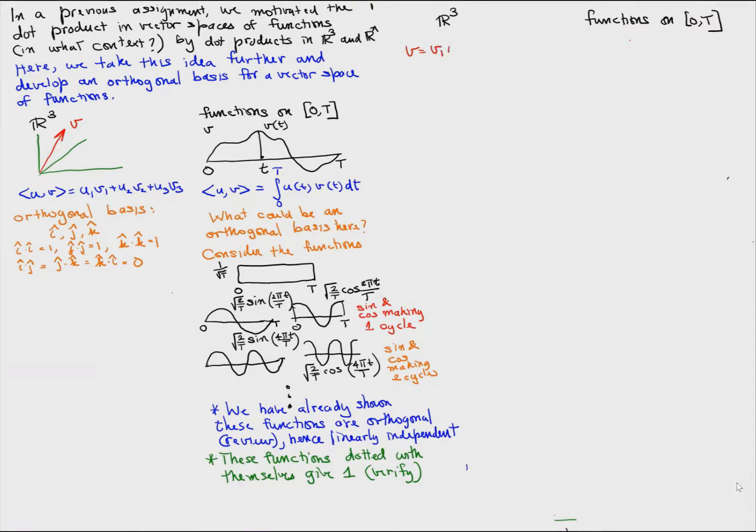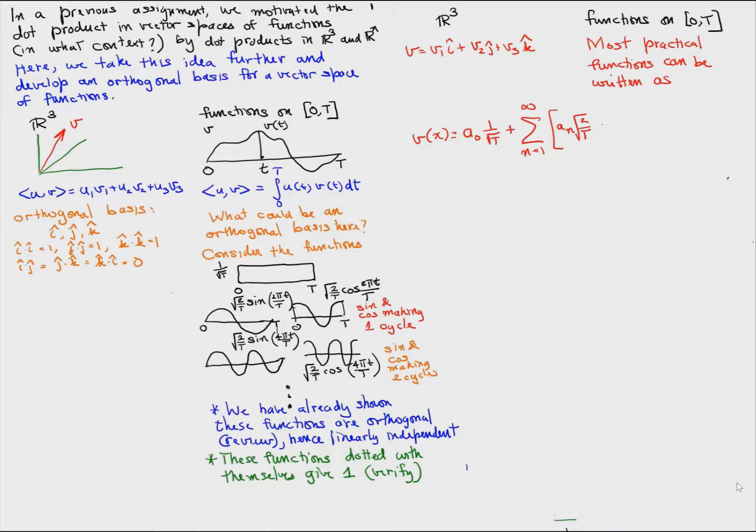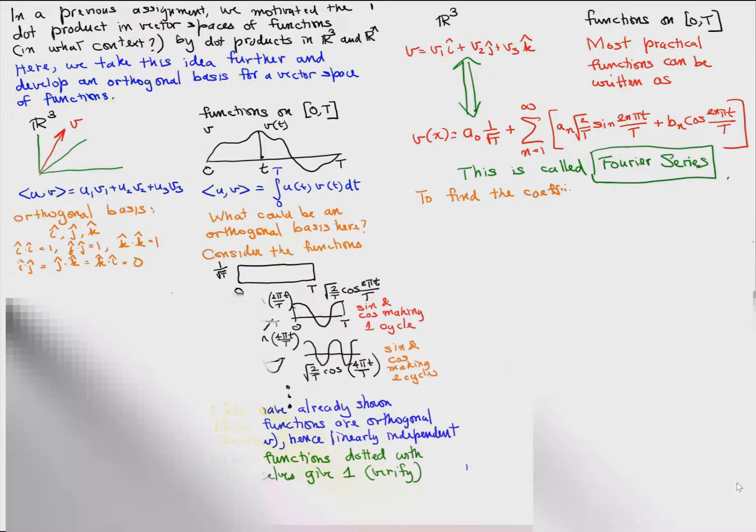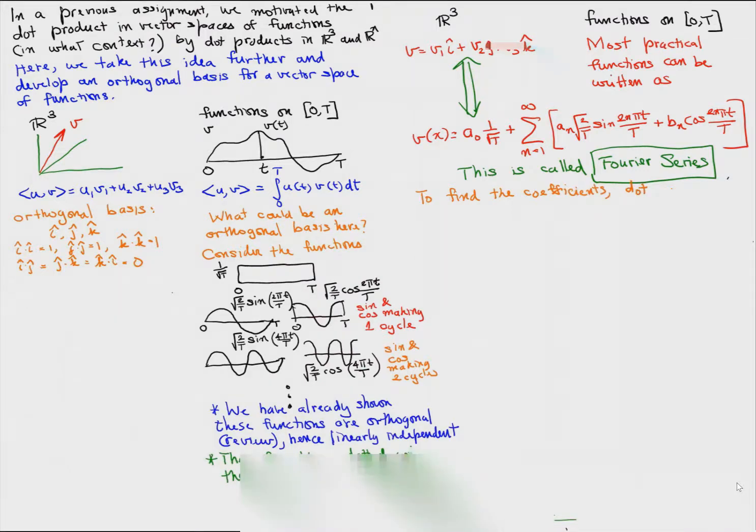So in three-dimensional space, we can write a vector v as v1 i plus v2 j plus v3 k. In the space of functions, most practical functions can be written in a similar way as coefficients times these basis functions. So a0 times the constant plus a1 times sine making one cycle, b1 times cosine making one cycle, a2 times sine making two cycles, and so on. This is called Fourier series, and it's important to know that the Fourier series is an exact analog of simply writing v1 i plus v2 j plus v3 k.